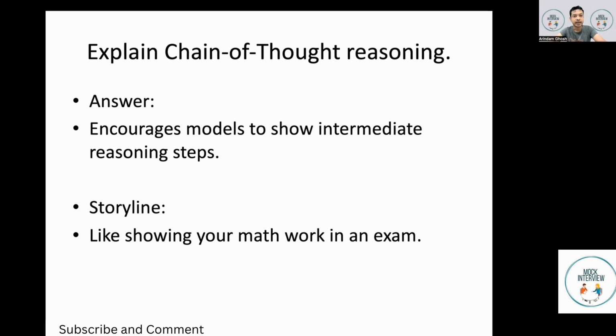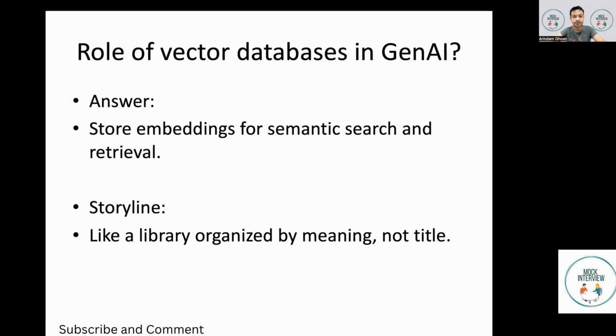Next question, explain chain of thought reasoning. Answer, encourages models to show intermediate reasoning steps. Storyline, like showing your math work in an exam. Great. Next question, role of vector databases in GenAI. Answer, store embeddings for semantic search and retrieval. Storyline, like a library organized by meaning, not title.